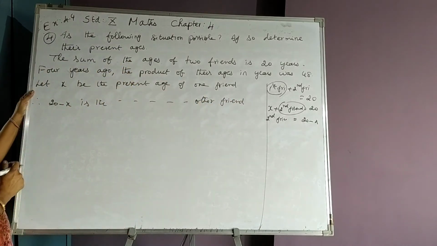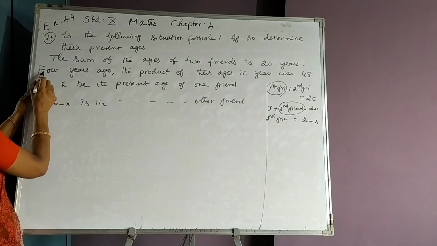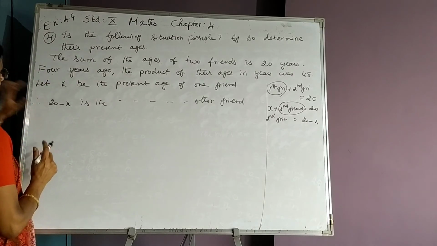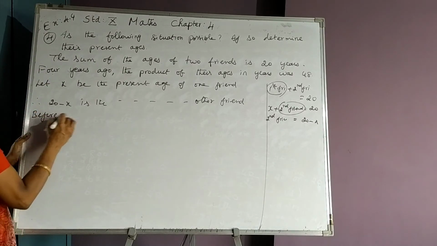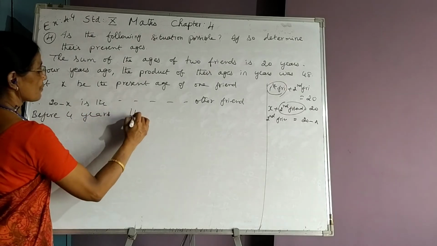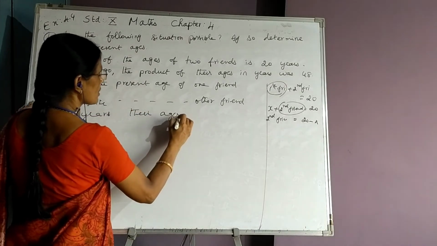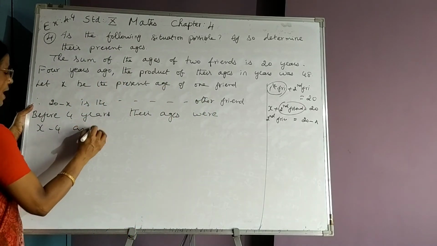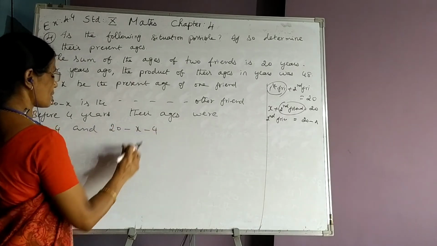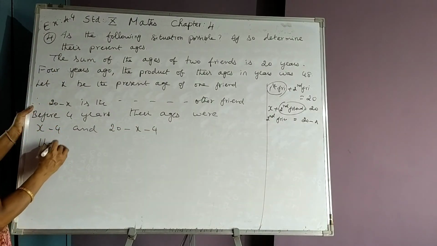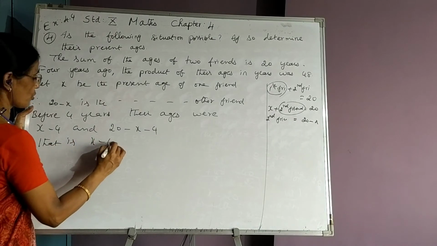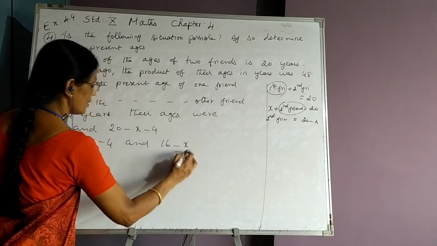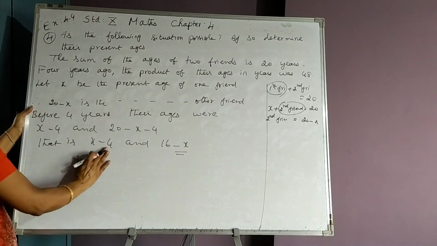Now we have to find out their ages 4 years ago. Therefore, we subtract 4 from the present ages of these two friends. So 4 years ago, their ages were x minus 4 and 20 minus x minus 4, that is x minus 4 and 16 minus x. These were the ages 4 years ago.